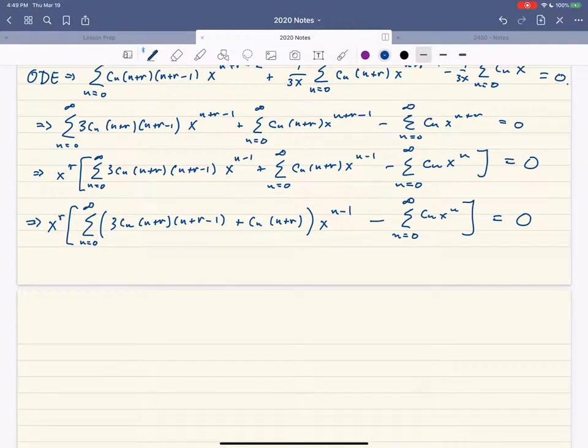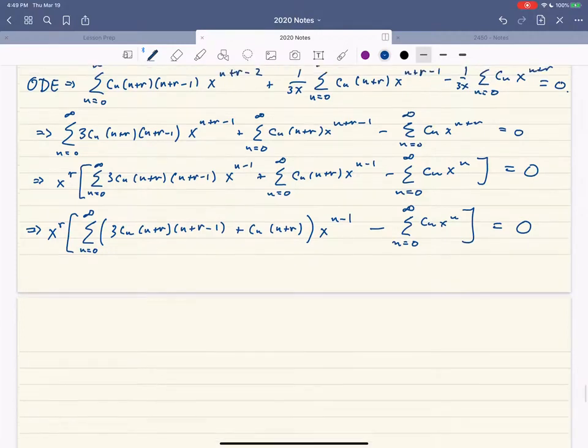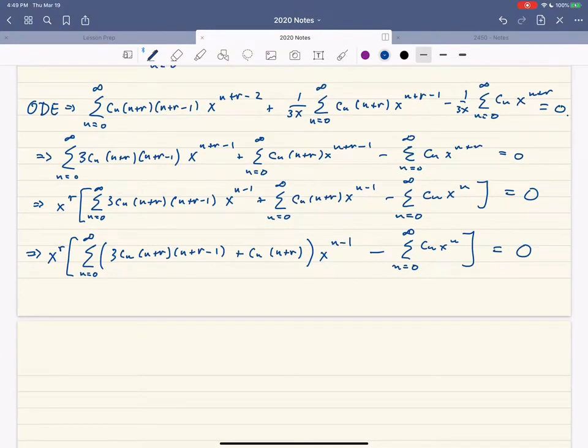Let's see, from here we're going to look at our starting indices. When n is equal to 0, this is going to give us x to the negative 1, and when n is equal to 0 in the other sum, we'll get a constant term. So I'm going to peel off the n equals 0 term on the left sum.